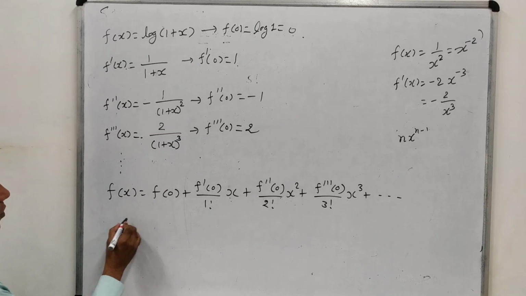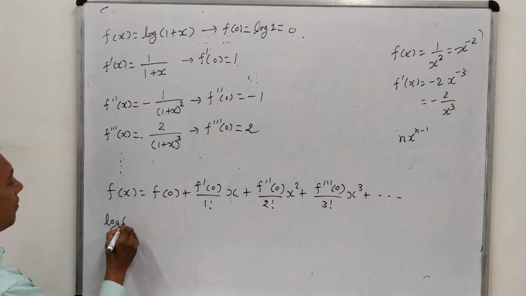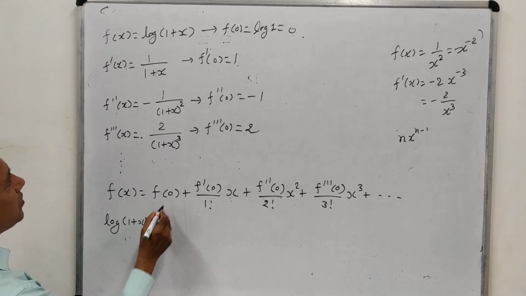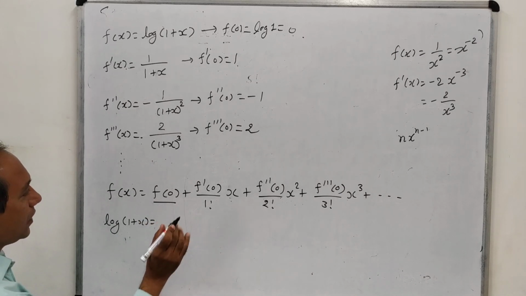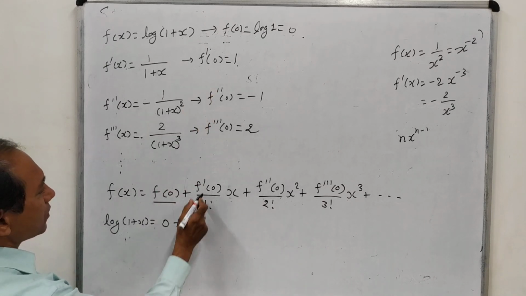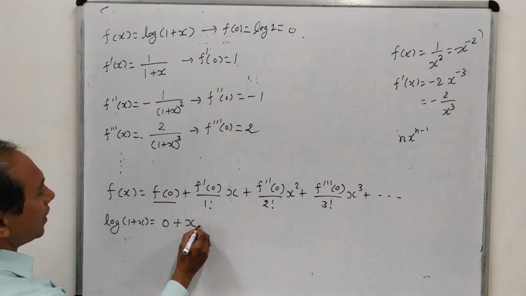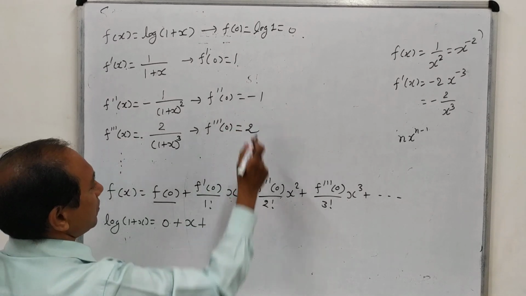And so we will put here the values. F of x is what? Log of 1 plus x. F of 0 is 0, so we don't write this. Otherwise, if you want to write, you can. F dash 0 is 1, so 1 upon 1 factorial, this is 1. 1 factorial is 1. F double dash 0 is minus 1.